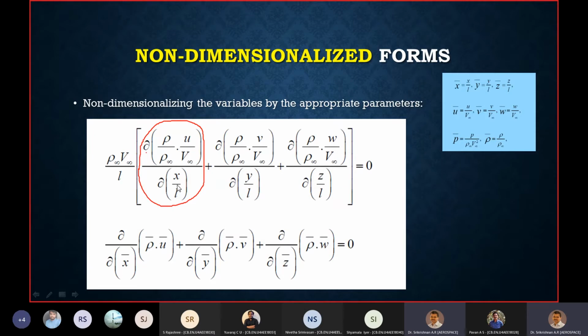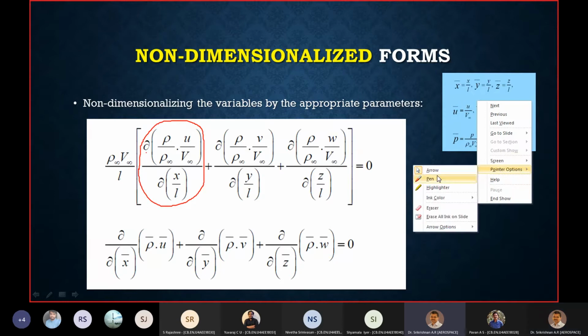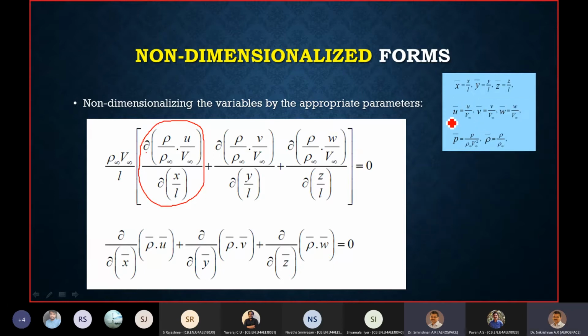So this way we can non-dimensionalize the continuity equation, which can be further simplified as rho by rho infinity, etc. Because what is rho by rho infinity? I'm just highlighting the notation that we are using.